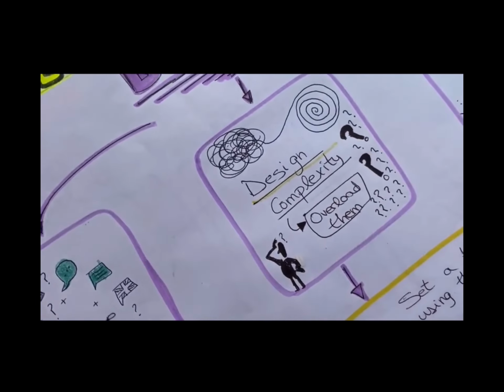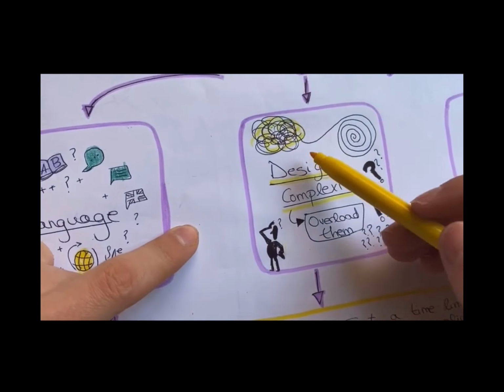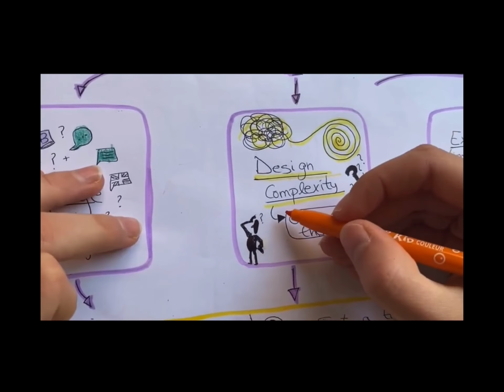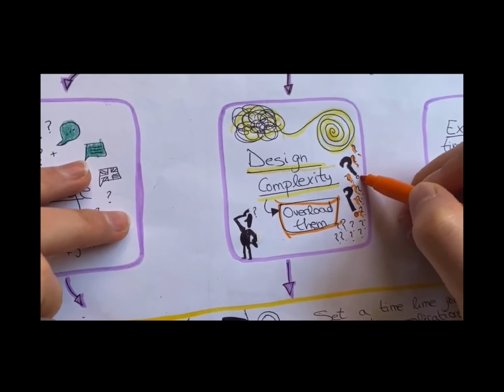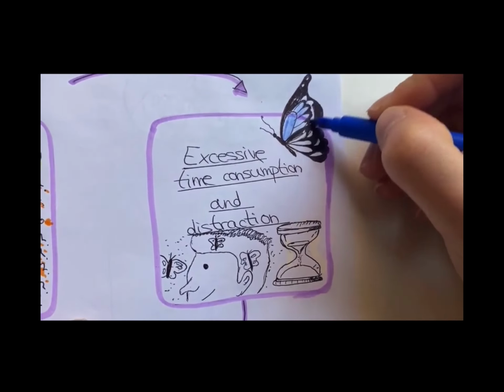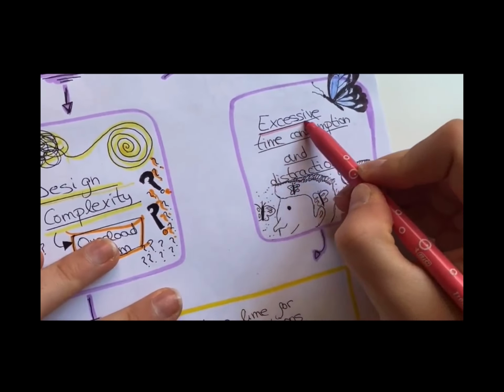Also, design complexity, because, for example, Wix application offers many customization options, and this can overload them. In addition, the Google Earth application, for example, can be time-consuming and distracting for the children.